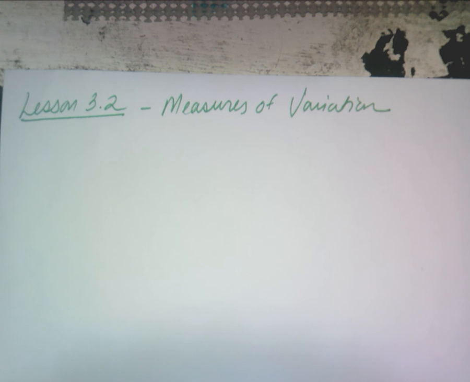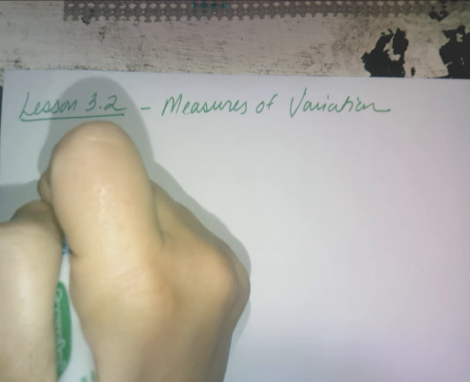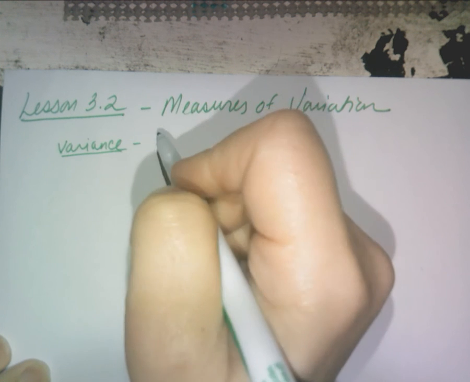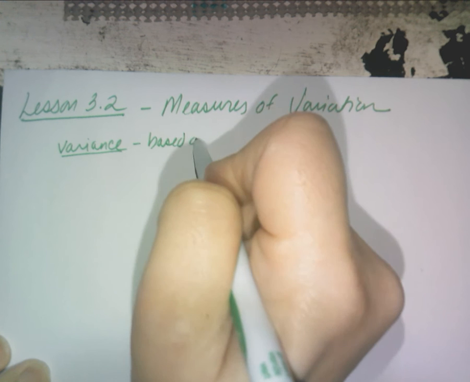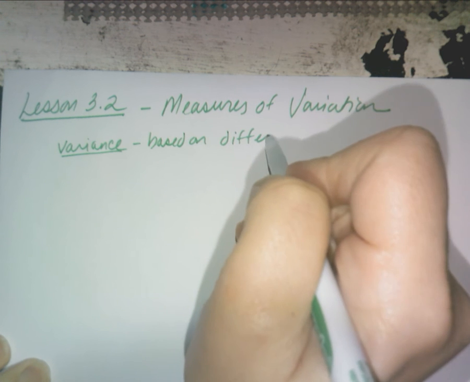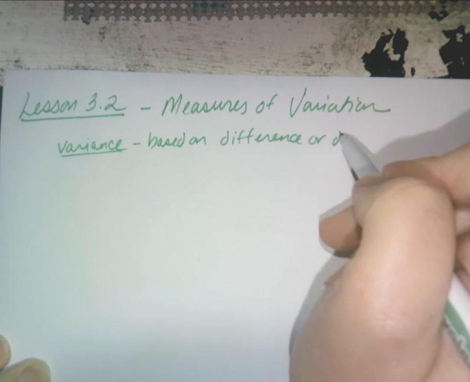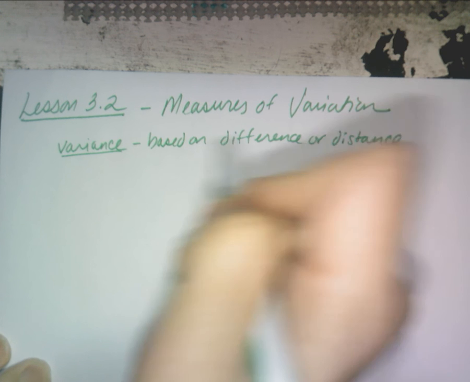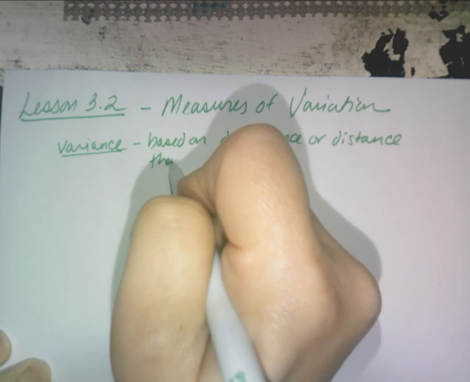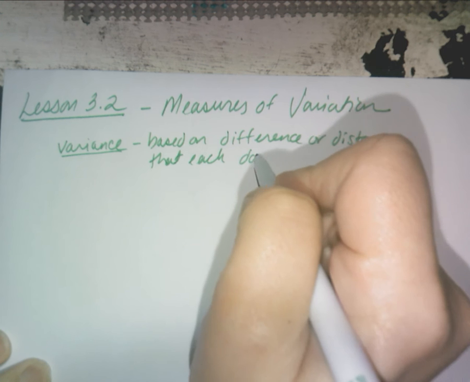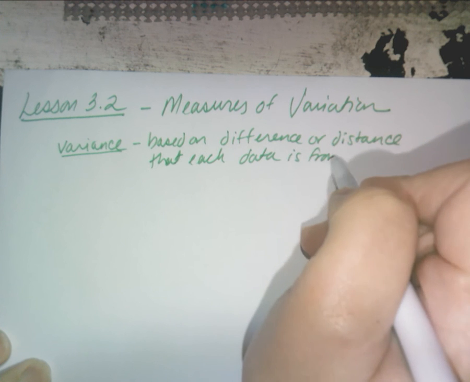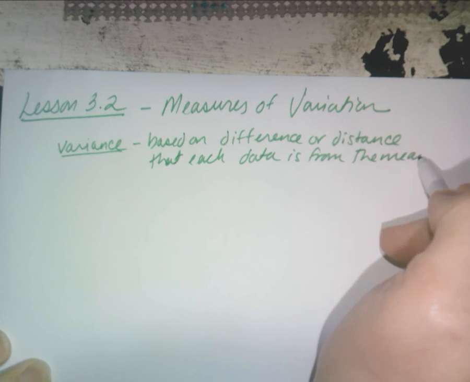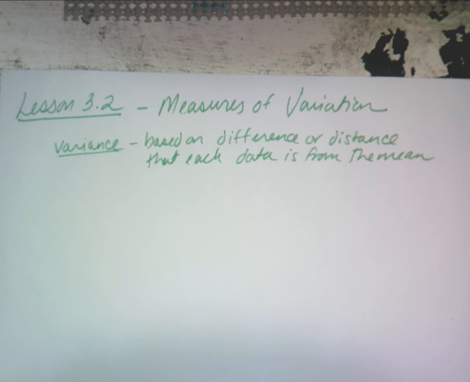Variance, because the definition for variance is the formula itself. I just want you to have your basic understanding of variance is that it's based on a difference or a distance that each data is from the mean. Okay. That's a very broad definition, by the way.